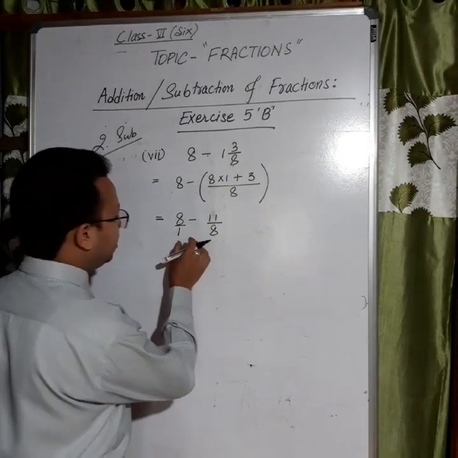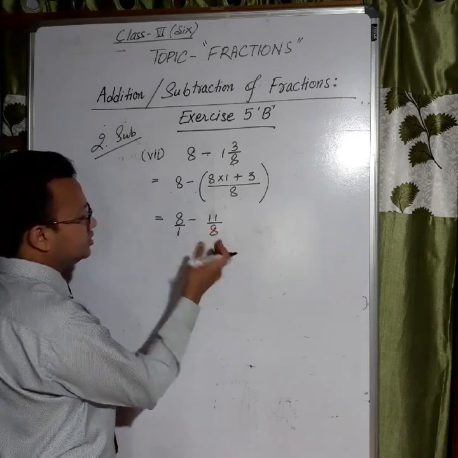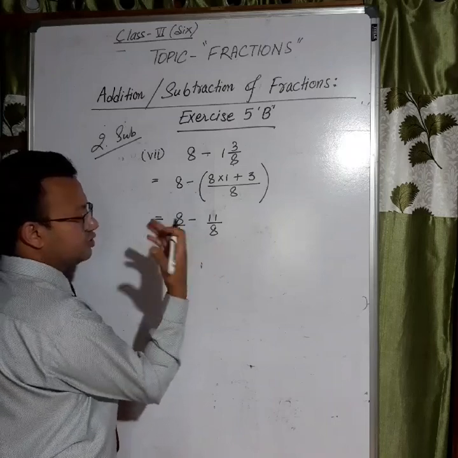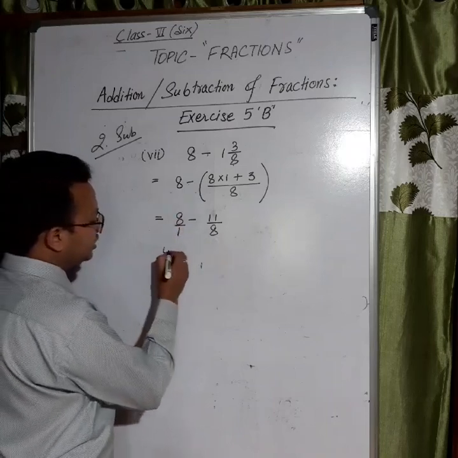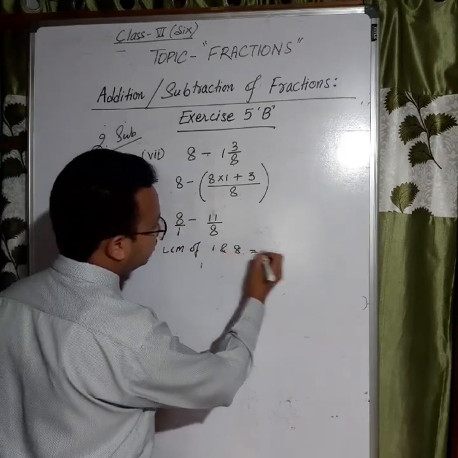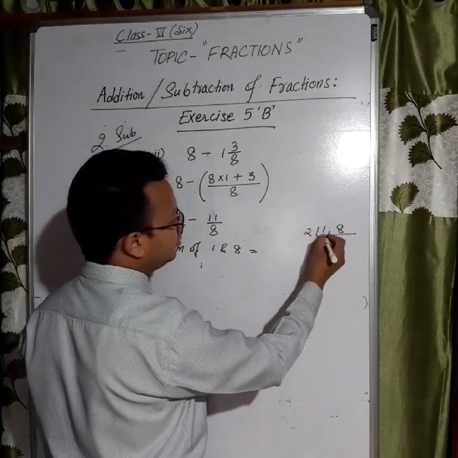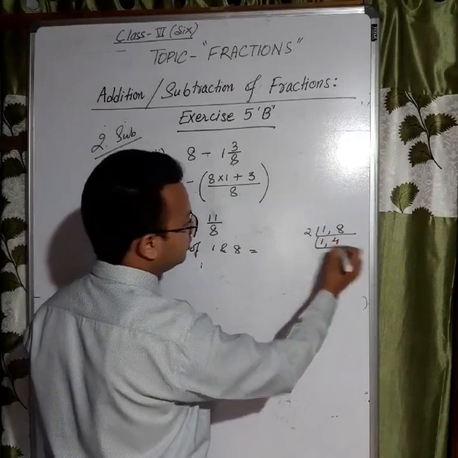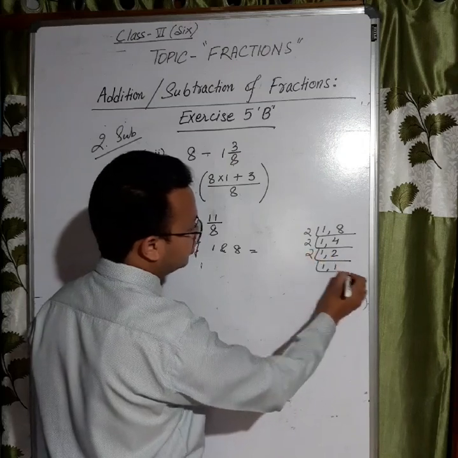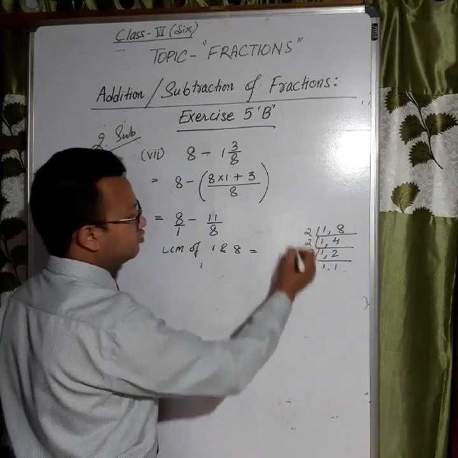Alright. So now we'll find the LCM of 1 and 8. The simplest answer is 8, because the denominators are not the same, so we need to find the LCM. Alright. So LCM of 1 and 8. So we'll just multiply with 2. 2 ones are 2, 2 fours are 2, 2s are 2, 1s are. So the answer we got is 1 and 1. So we need to multiply all this together.